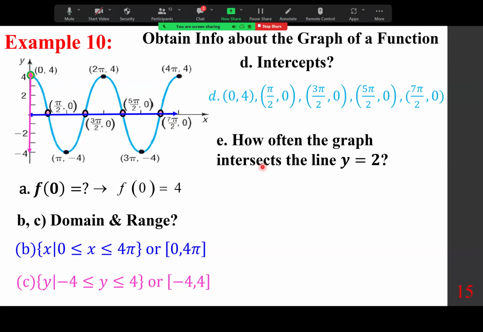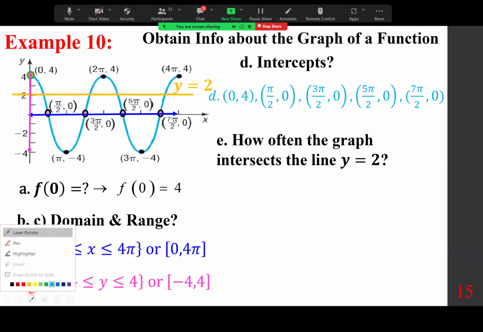How often does the graph intersect the line y equals 2? y equals 2 is a horizontal line. You graph it. Here's number 2. Here's y equals 2. As you can see, it crosses it at 1, 2, 3, 4. So there is one place here, one place here, one place here, one place here, total of 4. So 4 times.